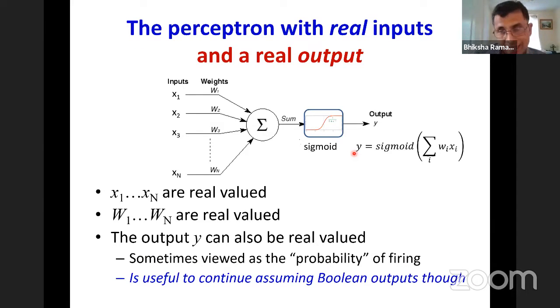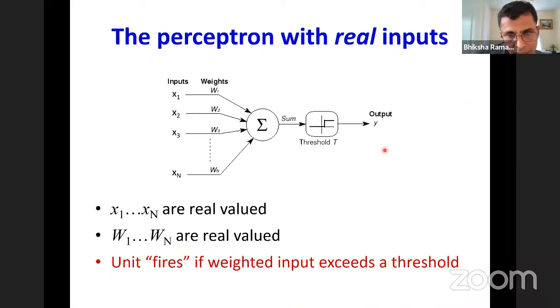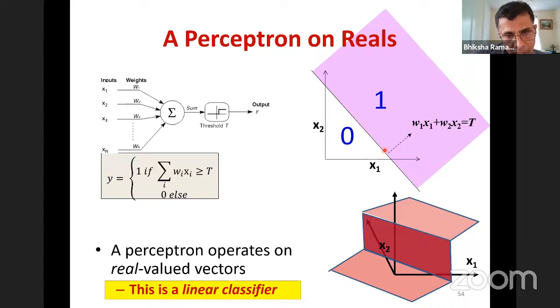You can soften that and say, instead of having a threshold function, I can have a smooth function whose output goes from 0 to 1 as a function of the input, like so, in which case you can view the output as a probability of firing. But for the purpose of this lecture and part of the second part of this lecture, I'll continue to assume that the final function applied to the weighted sum of the inputs is a threshold. There's a threshold function. So here is the perceptron.